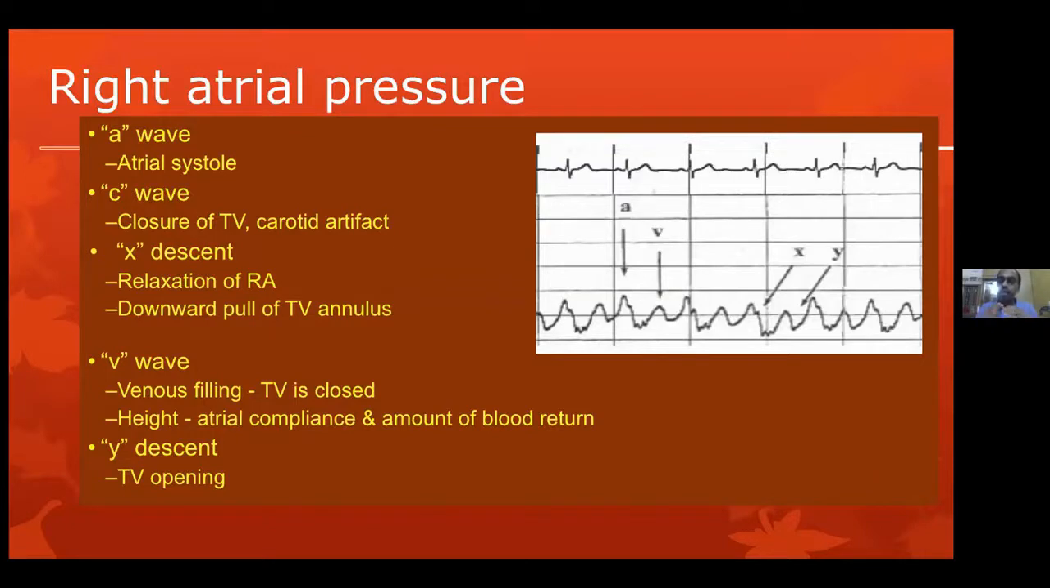In ventricle, the pressure, okay, sound is not coming. Am I audible now? Sir, it's clear only, sir.